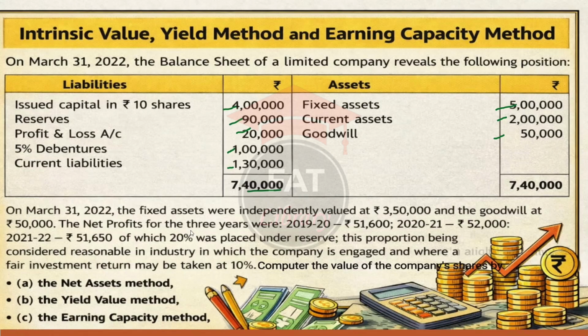The net profits for the 3 years were 2019-20, 51,600, 2020-21, 52,000, 2021-22, 51,650 rupees, of which 20% was placed under reserve. This proportion being considered reasonable in the industry in which the company is engaged, and where a fair investment return may be taken at 10%. So compute the value of company shares by net asset method, the yield value method and the earning capacity method. In this problem, I have also considered the fair value method.